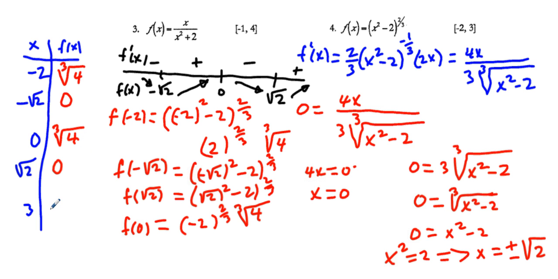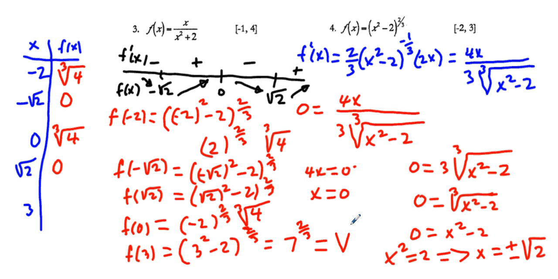And then the last thing we pick is 3. f of 3 equals, we have 3 squared minus 2 to the 2/3, and that's going to be 9 minus 2. That'll be 7 to the 2/3. So that's going to be cube root of 49.